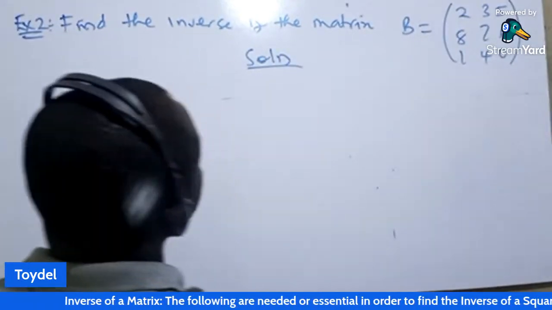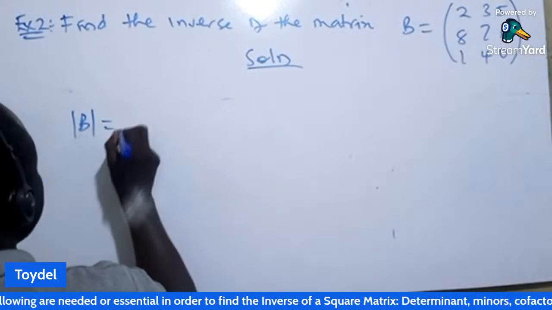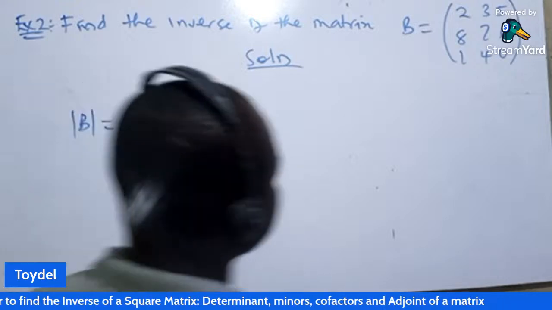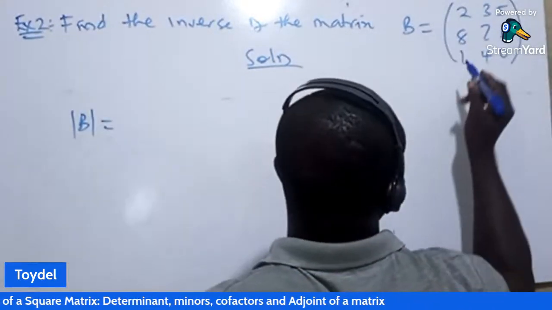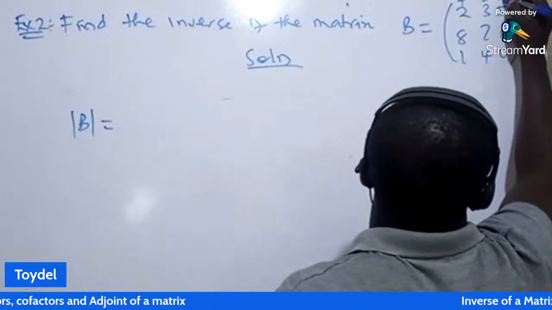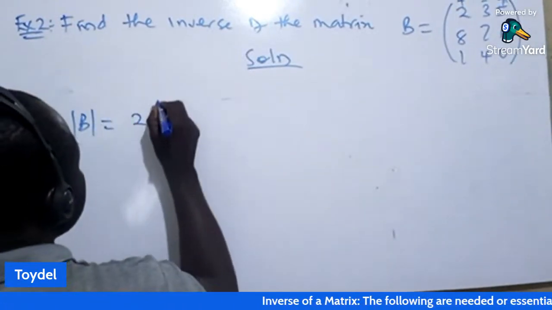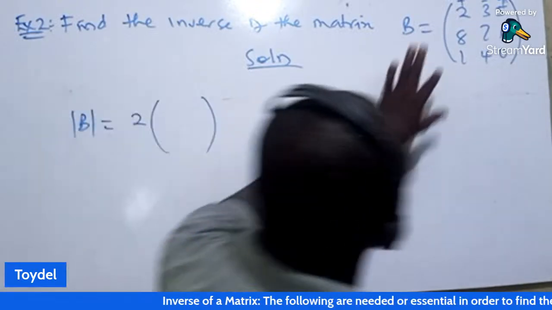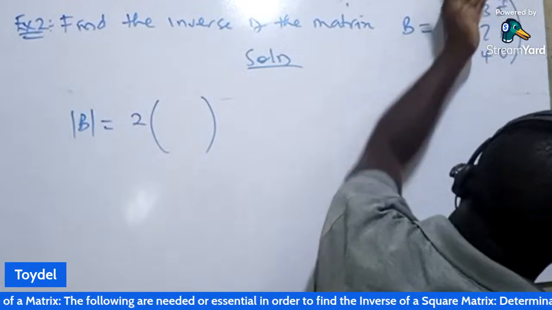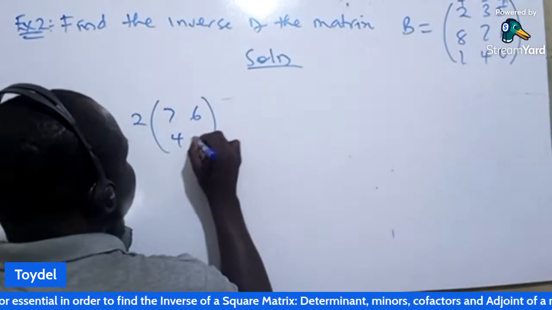The first thing that we are going to do is to find the determinant of B, because without the determinant of B, that's the first step. Once the determinant of B is not 0, then we can talk about the inverse. If you want to find the determinant, we have done that before. That will be plus, minus, plus. And if you don't want to use this normal approach, you can use the Sarrus rule. The first element there is 2, along the first row and first column. If we pretend to cover this and this, what we have left is 7, 6, 4, 0.